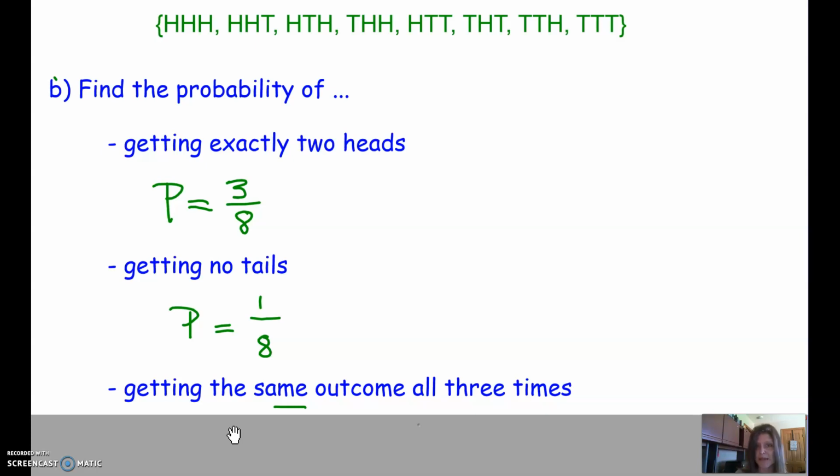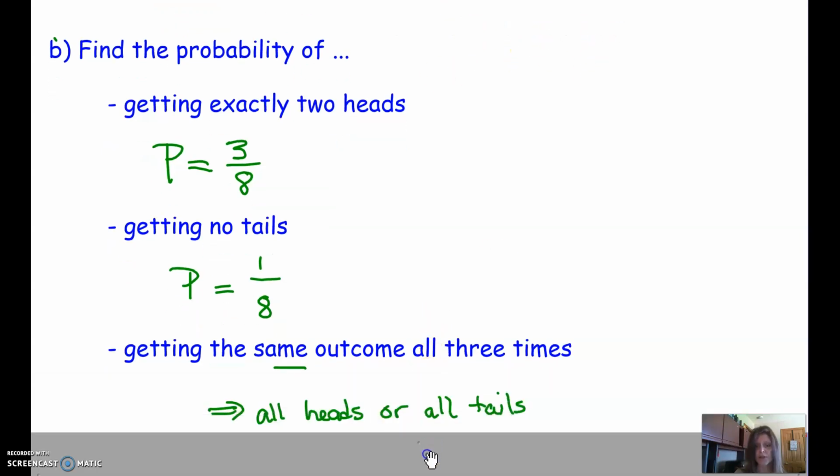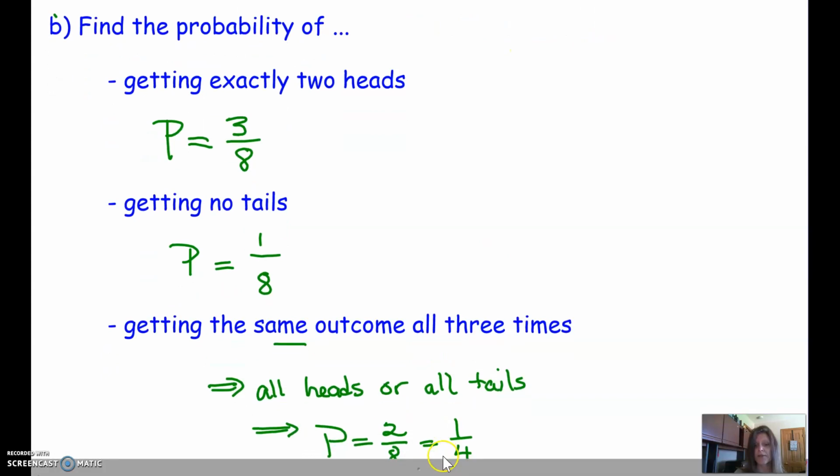All right, so what does that mean? It means if I start with an H, I have to end with an H. All of them have to be H. If I start with a T, all of them have to be T. So it's all heads or all tails. In other words, 2 out of 8 or 1/4 for the probability.